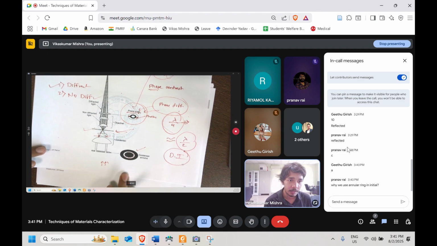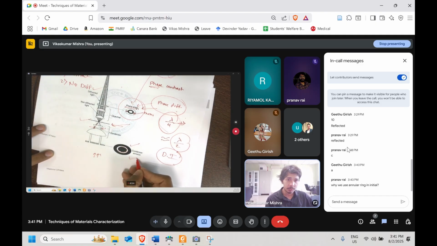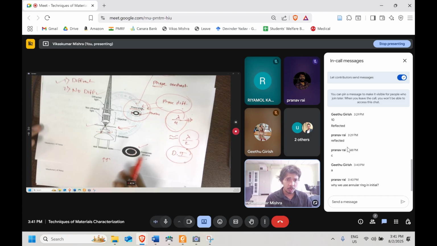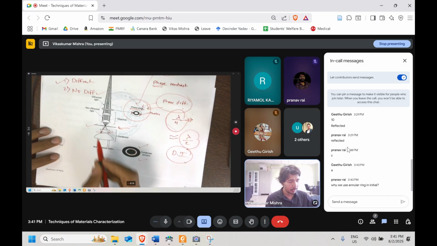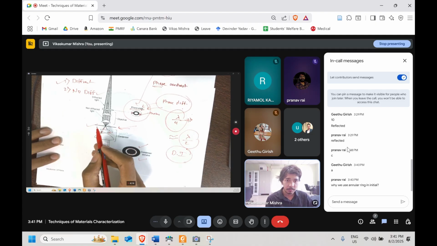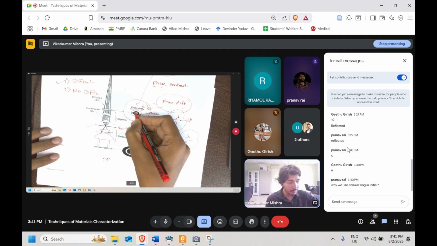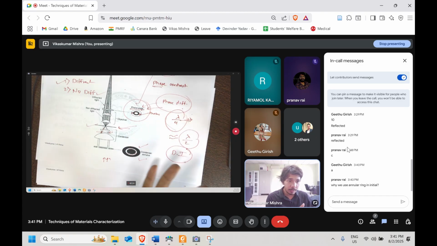Why are we using the annular ring initially? To create the hollow cone. See, let's say we are not creating the hollow cone. In that case, what will happen? The beam which is diffracted and the beam which is not will both pass through this also. So there will be a leakage.